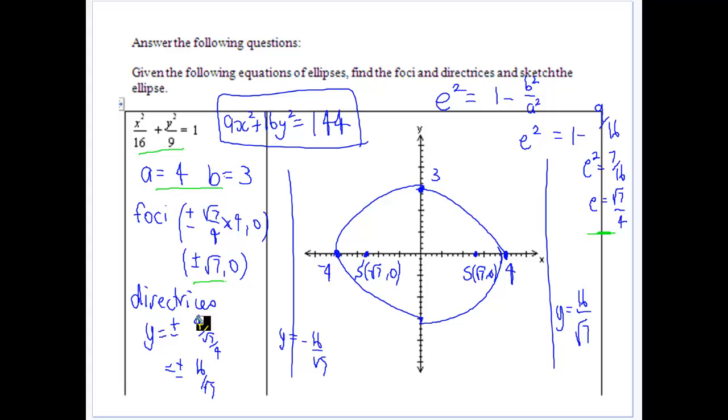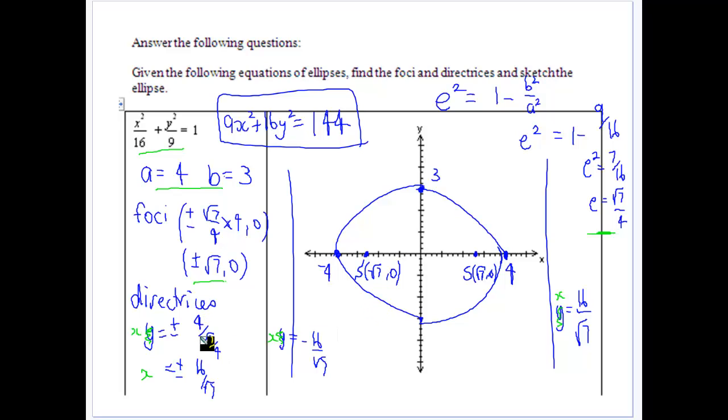Directrices are plus or minus a on e. And I've written y. It should be x. Let's get that straight because it's an x value, so let's change that there, because y would describe a horizontal line. x is equal to, because I know when I've got my semi-major axis, my major axis, my directrices will always be perpendicular to the major axis. So keep that in mind. That's how you know where your directrices go.